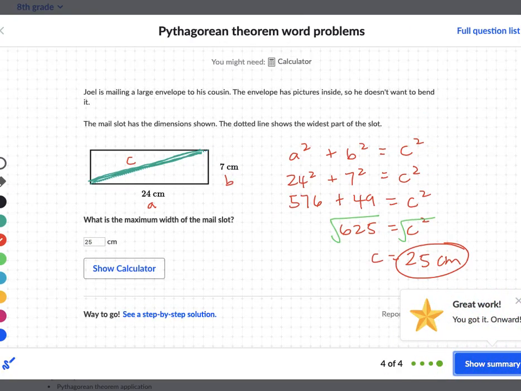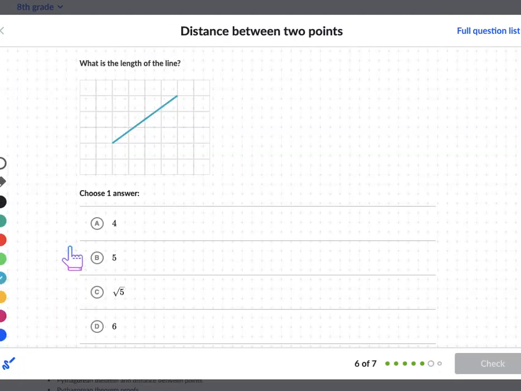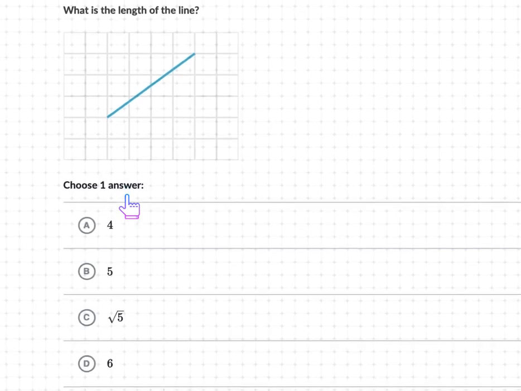Okay, and then the last type of problem we're going to go over is the distance problem, distance between 2 points. So like we said, you're going to connect the ends of that line to create a right triangle and then solve for your hypotenuse. So go ahead and pause the video and try it on your own first.